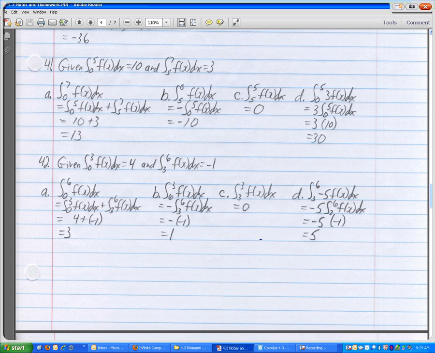The integral from 0 to 5 of f of x dx is 10. The integral from 5 to 7 of f of x dx is 3. So we get 13.